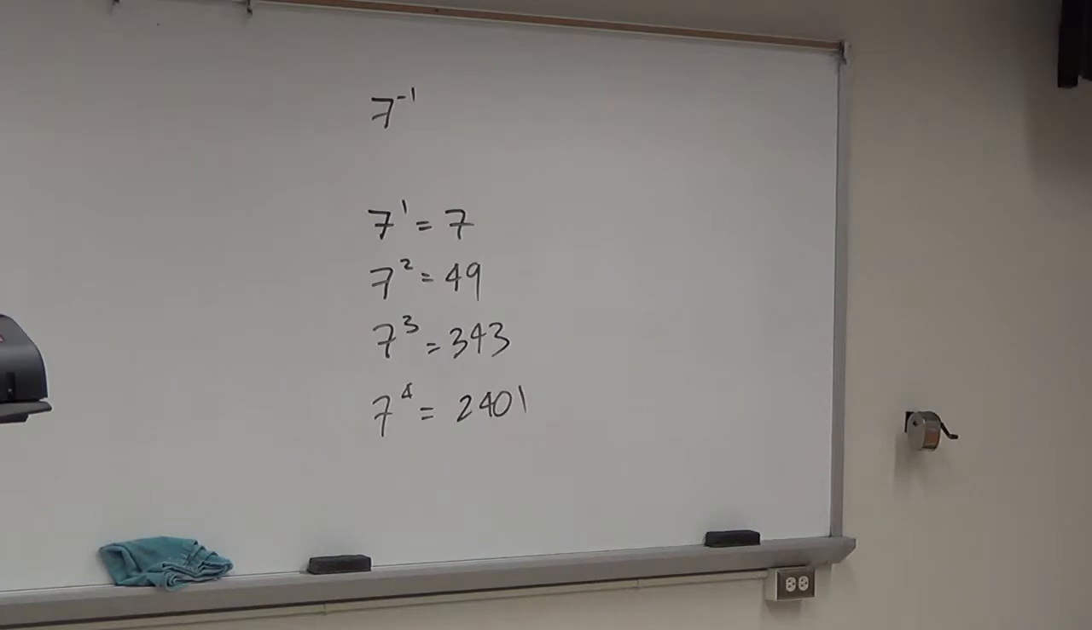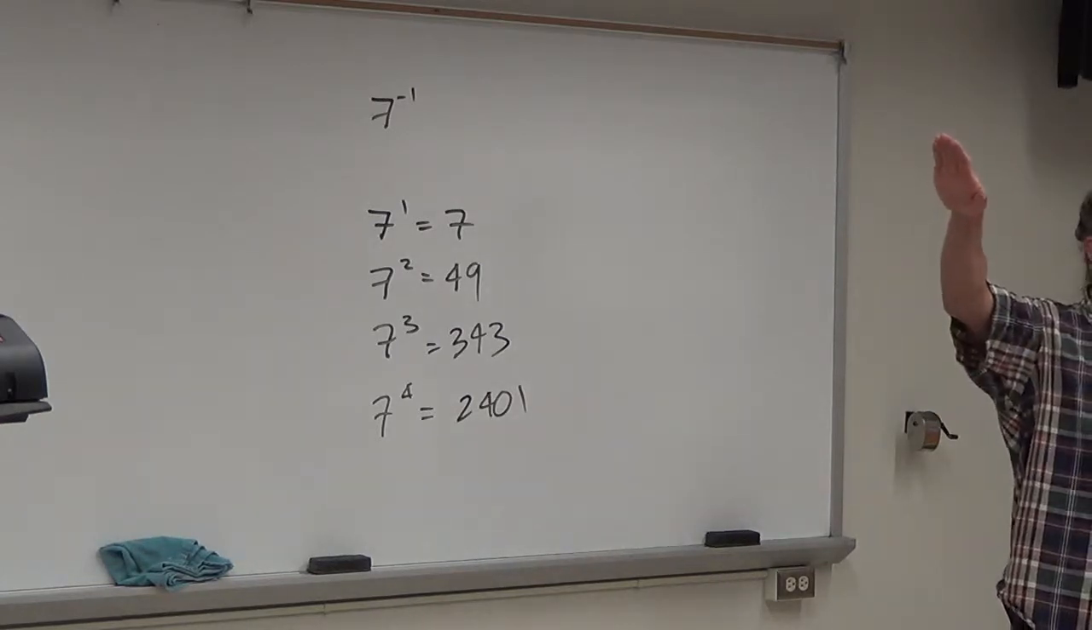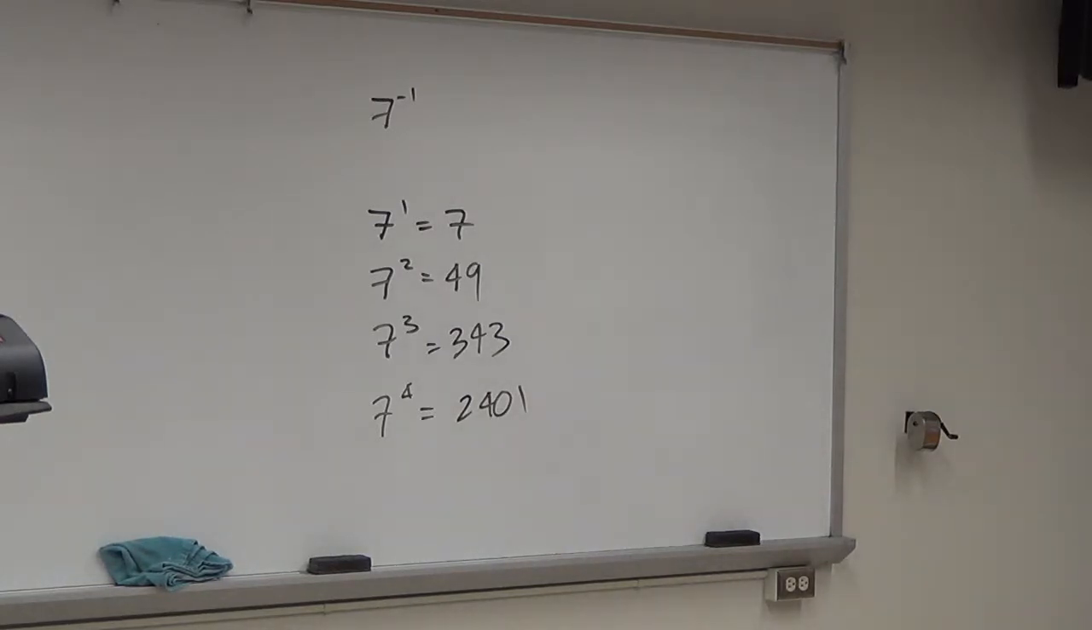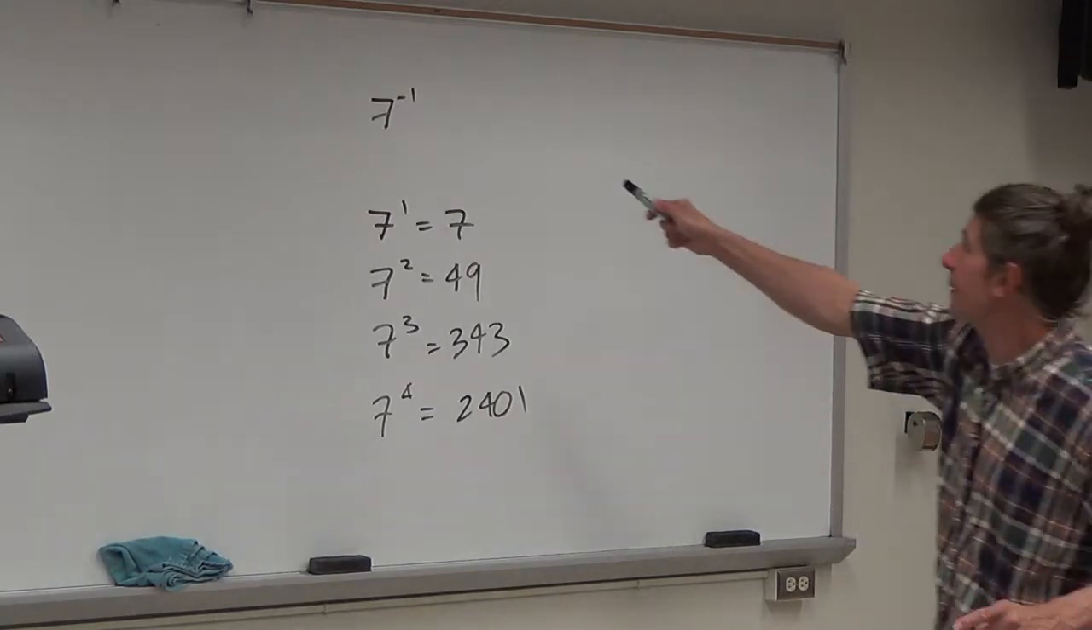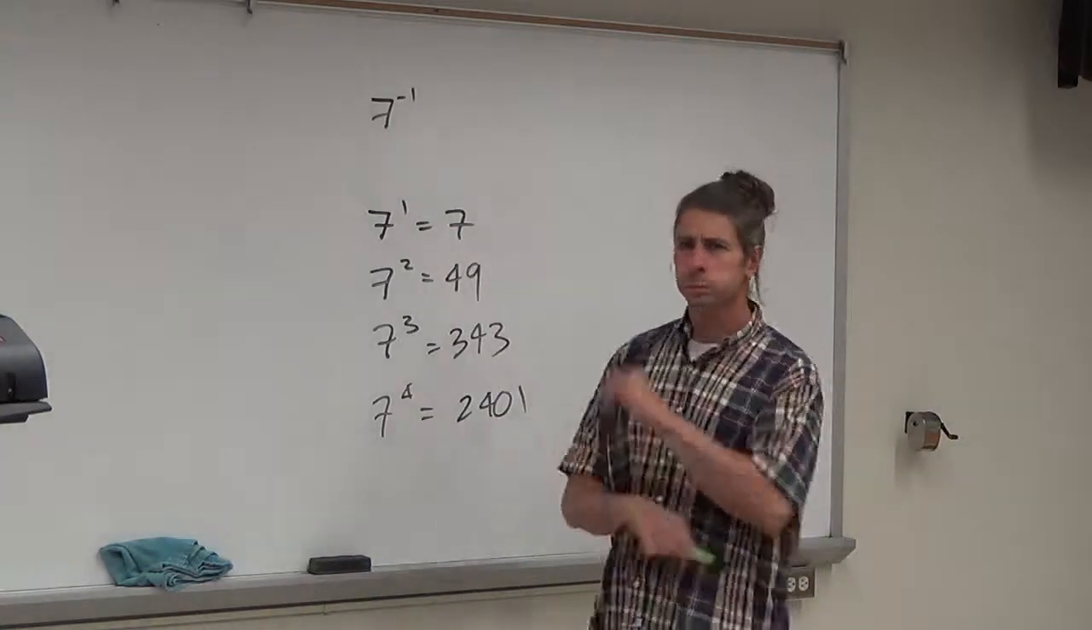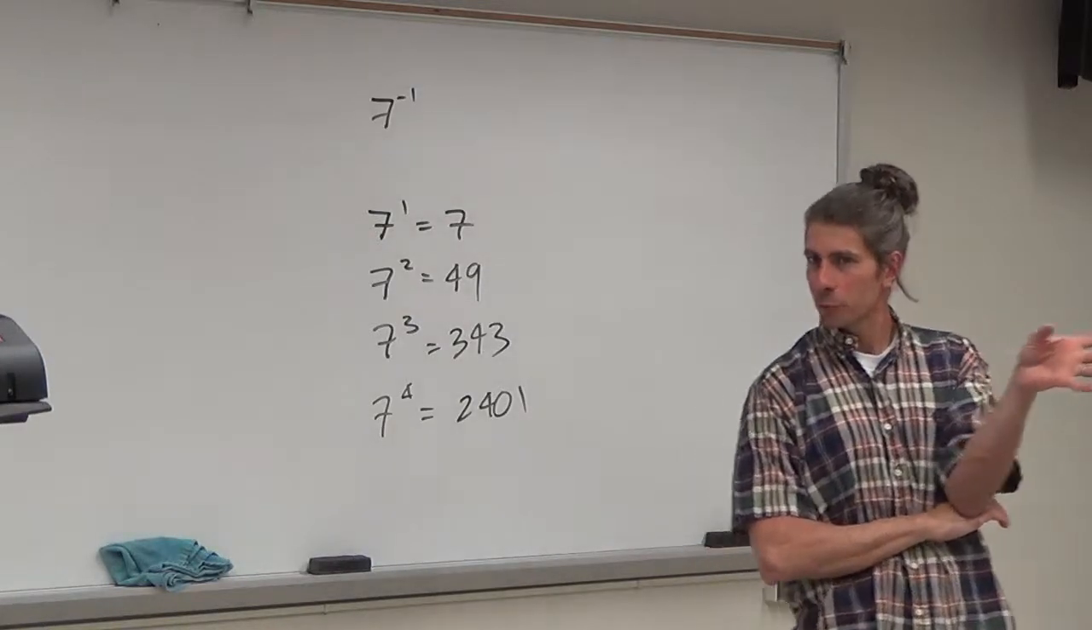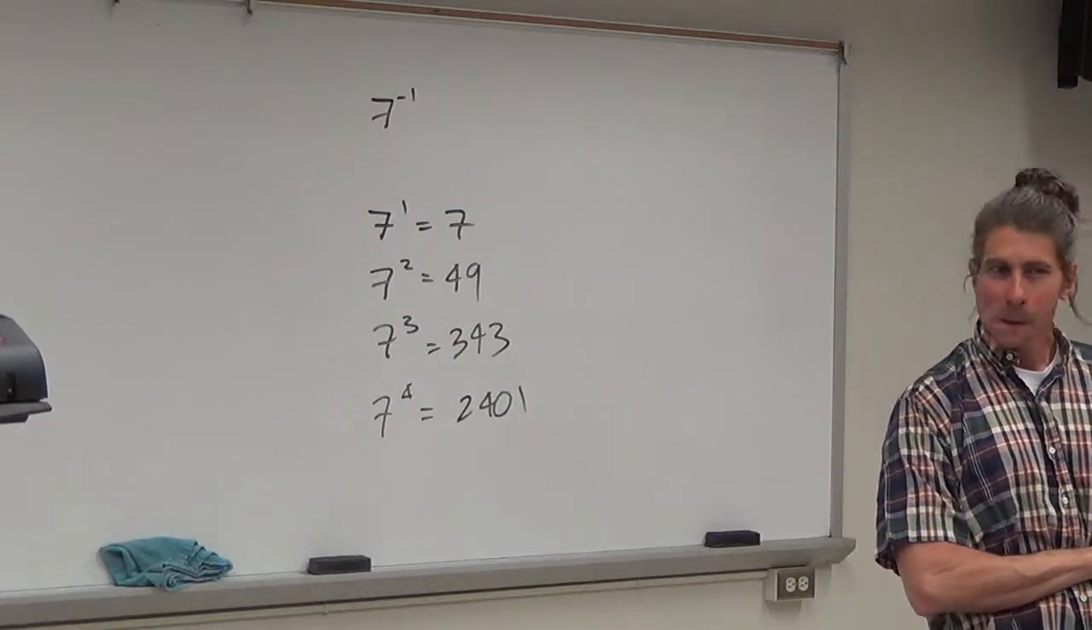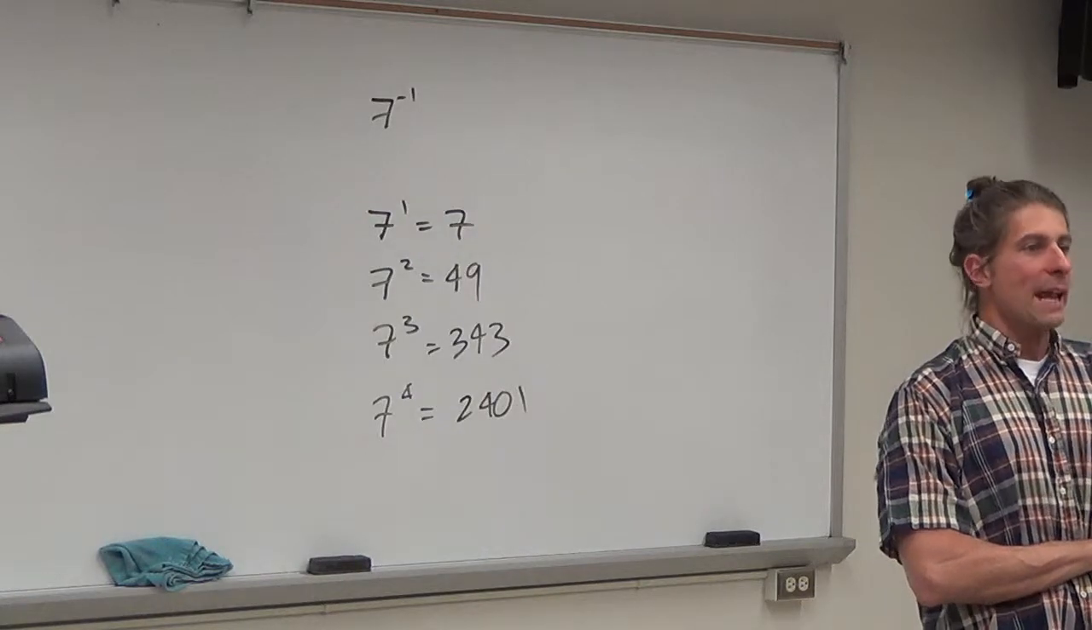0.142857142857142. It's one of those magical decimals that goes on forever. What is that decimal? It's 0.14285714285714285. It says negative 1? What does it mean? It's 1/7.